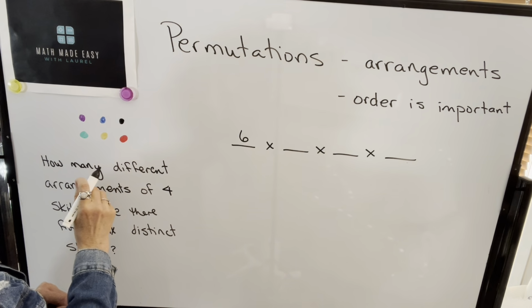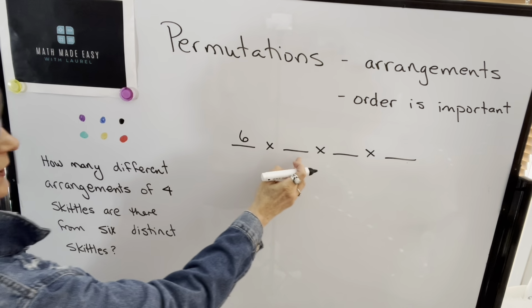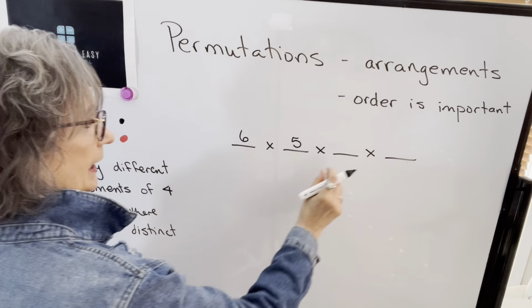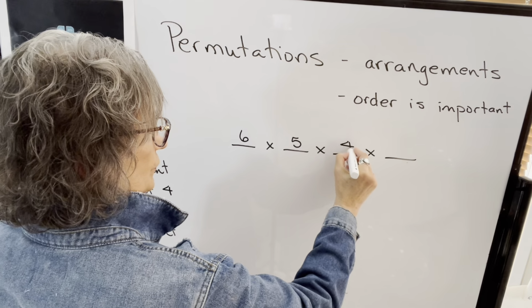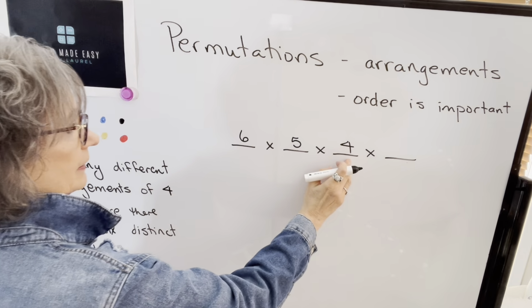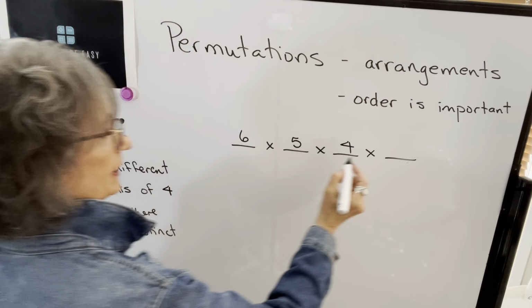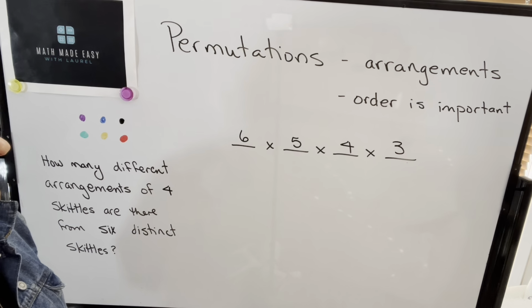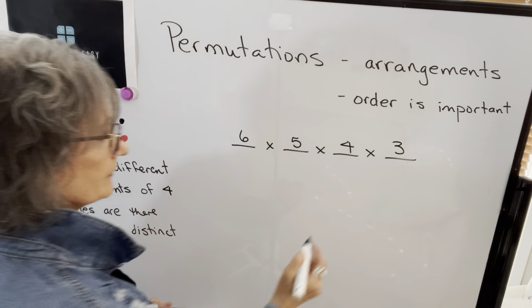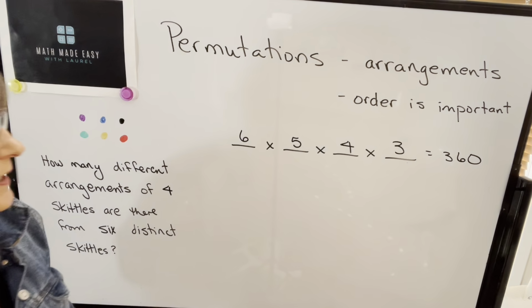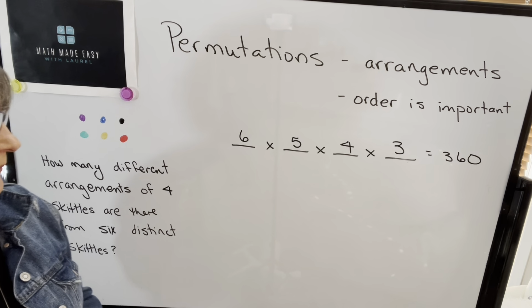Then the next Skittle, I've chosen 1 for this position, so now I only have 5 to choose from here. Next, I would only have 4 to choose from because I've already chosen 2. Now that I've chosen 3 out of the 6, there's only 3 left to choose from for this 4th position. So that's the number of arrangements or permutations. So we have 360 different possible arrangements.